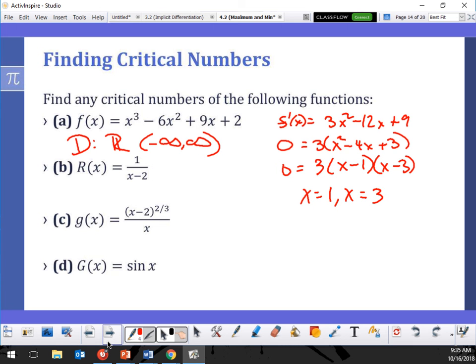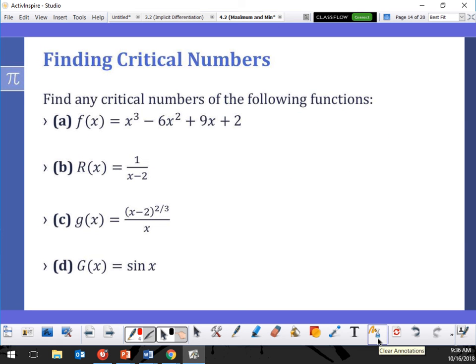All right, we're going to do one more of these. Which one? Let's do D. Yeah, trig. Everyone loves trig. All right, so for this one, what is the interval for sine x? 0 to 2 pi. So which one am I including here? Include 0, and it goes to 2 pi. Do I include 2 pi?